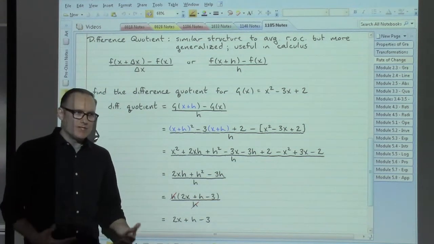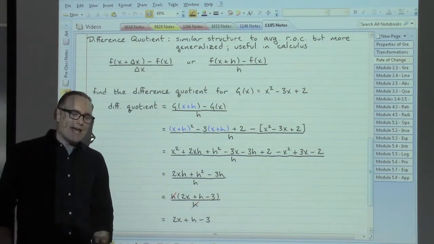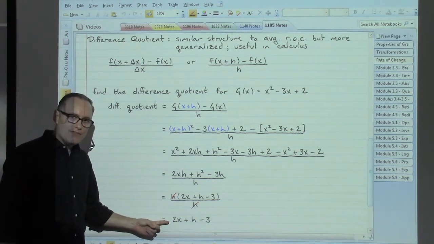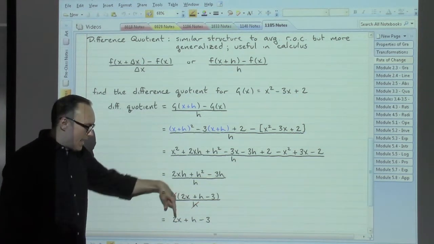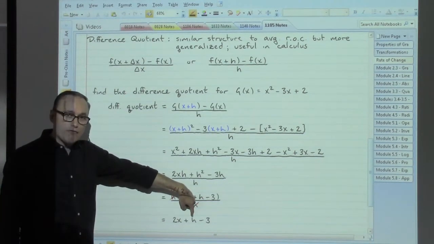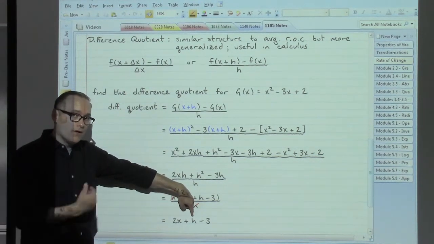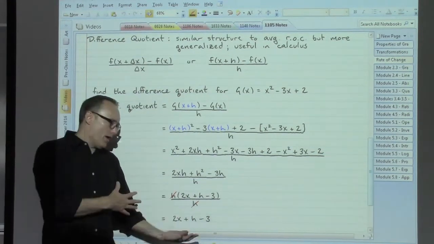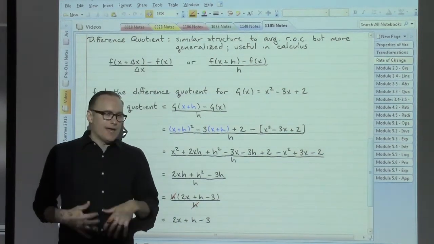For now, it's just enough to say it gives us that average rate of change in a very generic sort of form, and I can pick the starting value that I want, and I can pick how far I want to go along the x, and this will automatically crunch out that average rate of change.